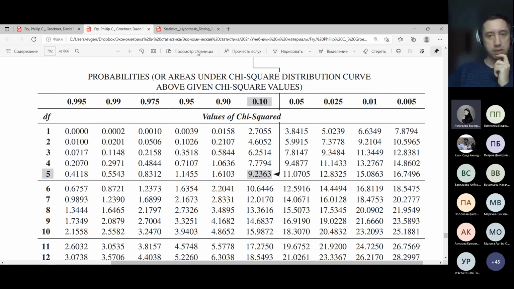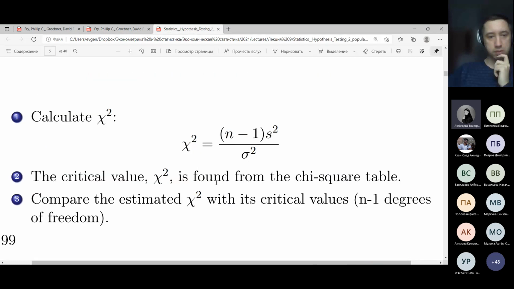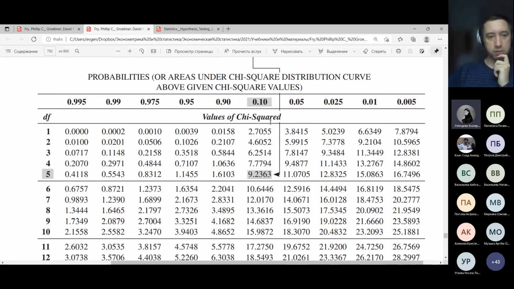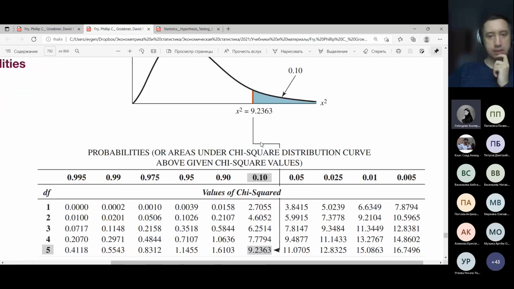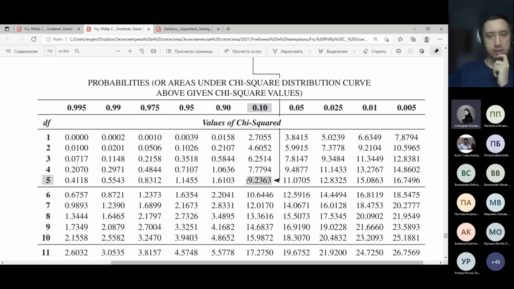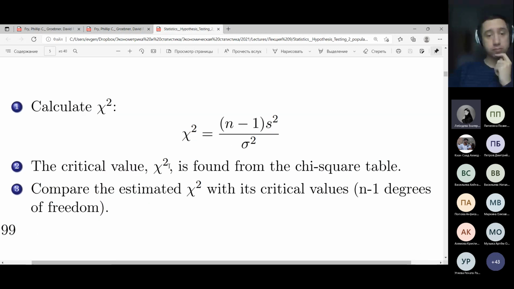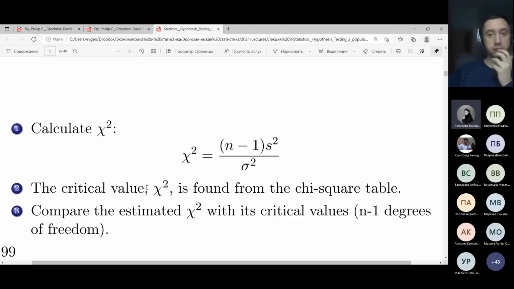For example, in this example our alpha is 0.1, and degrees of freedom is 5. This is the number we look for. This is our critical value. So that is a piece of theory.